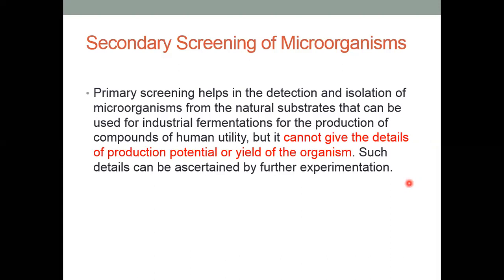screening of microorganisms. Primary screening helps in the detection and isolation of microorganisms from the natural substrates that can be used for industrial fermentation. So this is essentially what we've been doing for primary screening. But what we have also seen is that primary screening only gives you an indication of a microorganism which is useful, and it can give you a colony in hand that seems useful, right? But we do not have details.